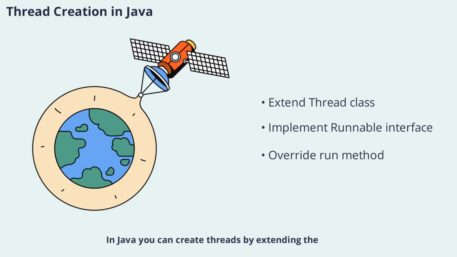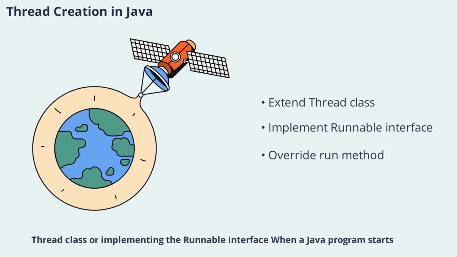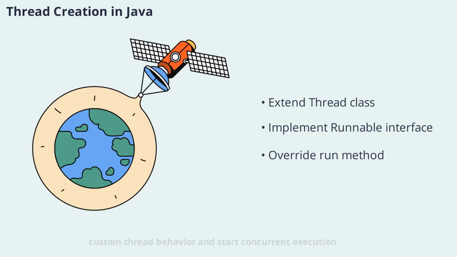In Java, you can create threads by extending the Thread class or implementing the Runnable interface. When a Java program starts, the main thread begins running immediately, executing the main method. To create additional threads, you can extend Thread and override the run method, or implement Runnable and pass it to a Thread object. Both approaches allow you to define custom thread behavior and start concurrent execution.